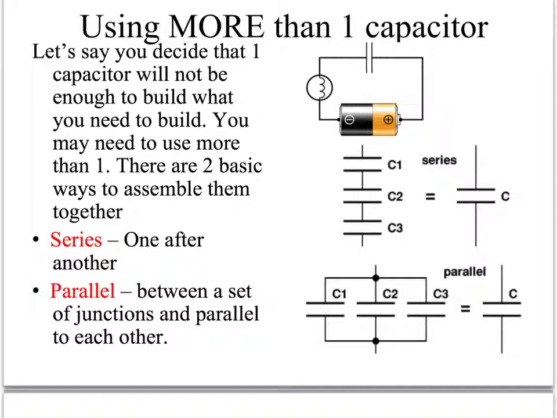Okay. In a series setup, the wires connect from one capacitor to another, so all of our electricity must go through each capacitor. In a parallel setup, separate wires connect each capacitor to the battery. Therefore, the electricity could flow through just one capacitor and the circuit would still work.